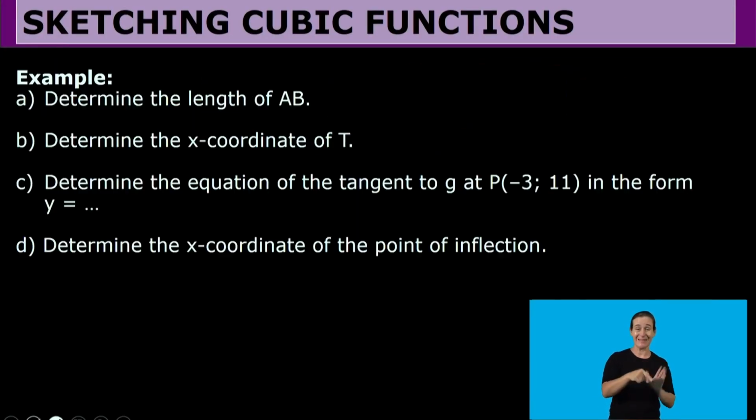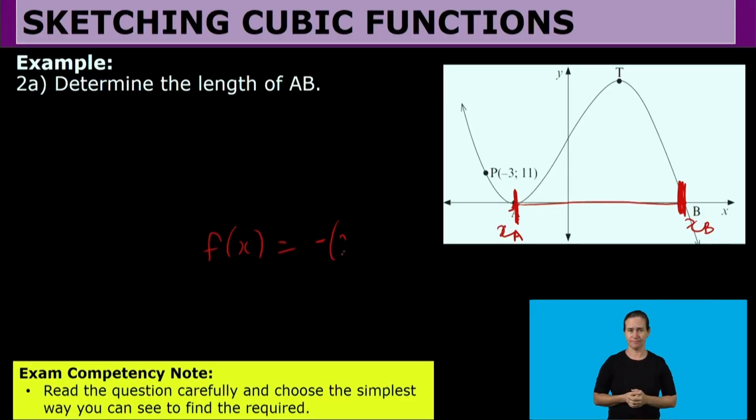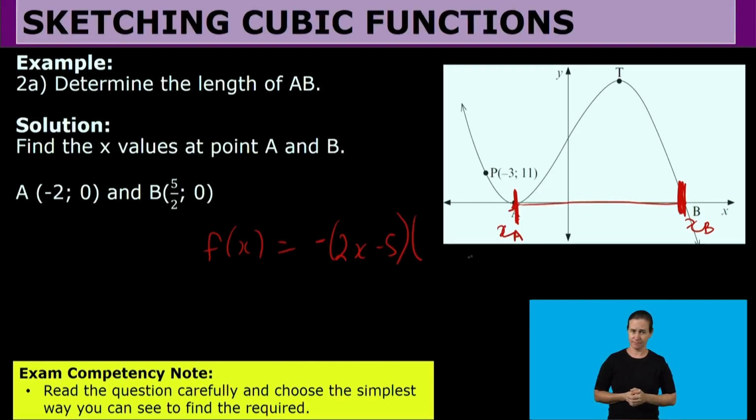It was -2x minus 5, times by, let's just see here, it was (x plus 2) all squared. So we were already given that.